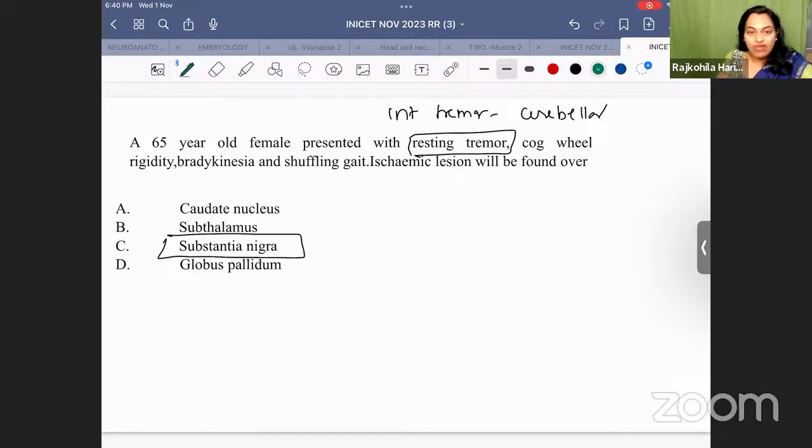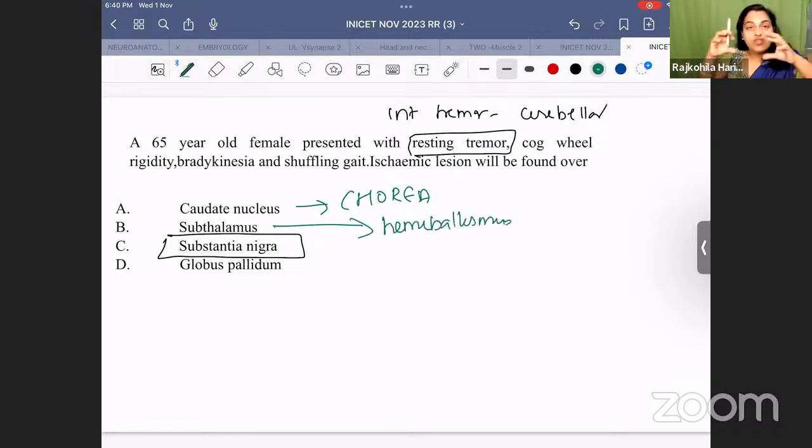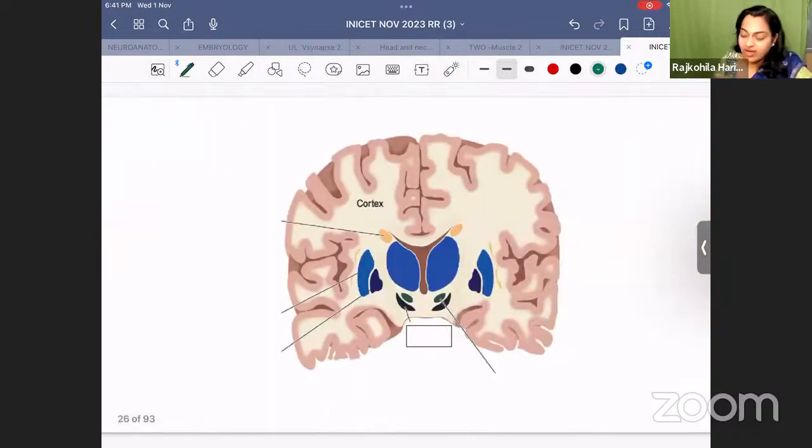What happens when there's a lesion of the caudate nucleus? What is the name given to the involuntary movement when there's a lesion of the caudate nucleus? Chorea, purposeless jerky movements of the face, tongue, and the limbs. Subthalamus will lead to ballismus, hemiballismus. Here the proximal part of the limb, the pelvic girdle, shoulder girdle, all that is involved. And globus pallidus will lead to the production of involuntary movements, slow sinuous movements of the extremities. It's called athetosis, right? You should be able to identify it also, isn't it?